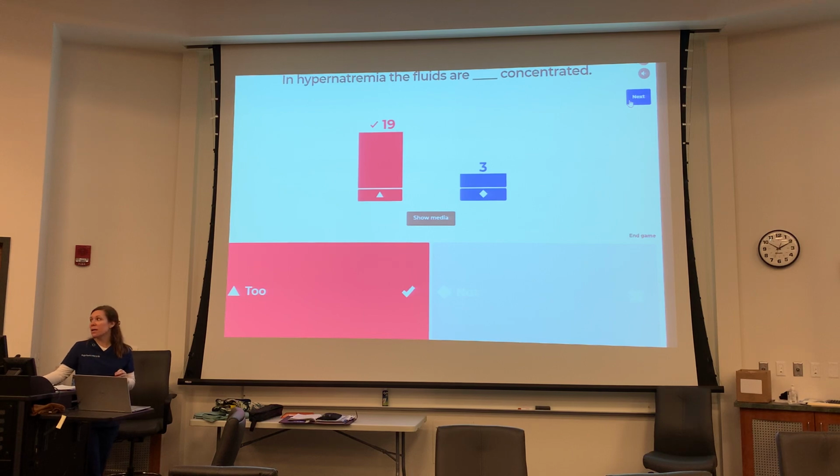What if the concentration is equal to that of the body? That would be called what? Isotonic. And if there's too much sodium, that's called hypertonic, and not enough, too dilute, would be hypotonic. And that's talking about in the vessels, not in the tissues? It could be in any space, but usually in the vessels.